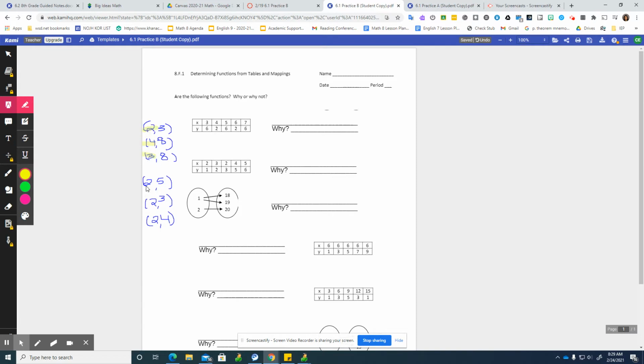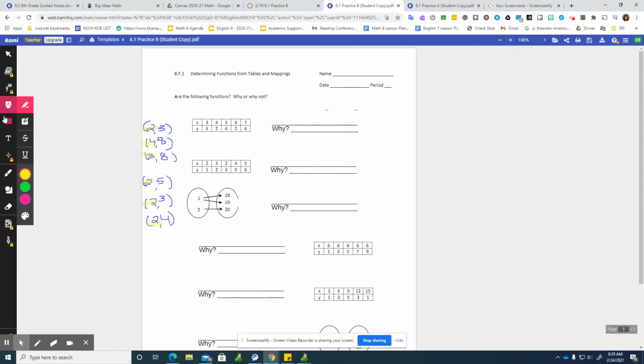Looking at this example, notice that the x, the input, the domain repeats every time. 2, 2, 2. That means that this is not a function. Okay. So looking at problem number 3, notice that the x repeats. If we were to write the ordered pairs, it would be (1, 8) or (1, 9). Those two ordered pairs, the input repeats. So not a function. And the reason why is the 1 repeats. The input repeats twice. And that's just a brief explanation of it.